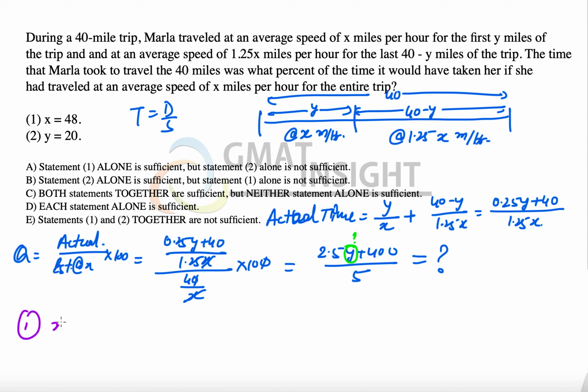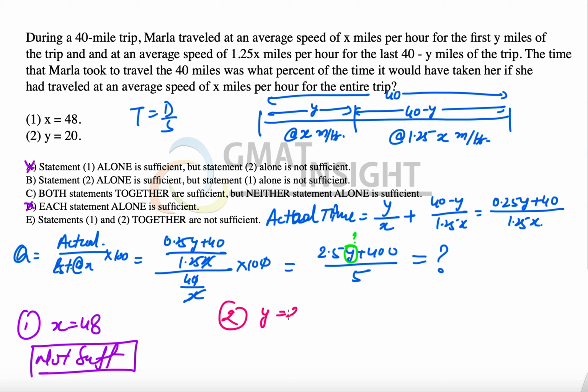The first statement says x is equal to 48. Clearly not sufficient because our final expression is free from x, so we don't need it. Option A and D are clearly out. Now we look at statement 2, which says that y is equal to 20. Clearly sufficient because using this we can find out the value of this expression, which is unique, and hence the second statement alone is sufficient to answer the question, but first is not.